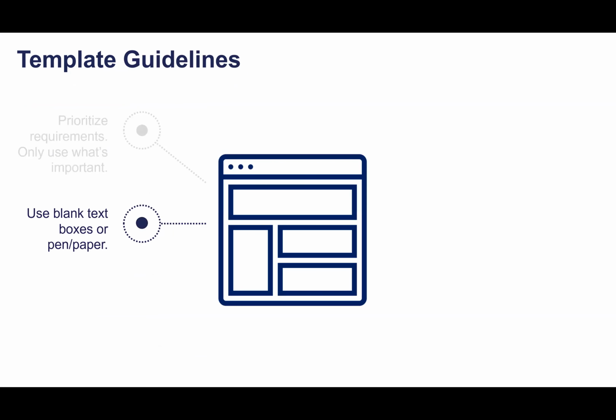Next, you want to use blank text boxes or pen and paper to sketch this out. I use a series of tools. I use pen and paper. I use Tableau, blank text boxes within Tableau. I use Figma, which I can show you all. And I also use Balsamiq, which is a wireframing tool. There are a lot of tools that can help you sketch out your template and start to think about where you want to lay stuff out. So first, I'll show you all how I do this in Tableau.